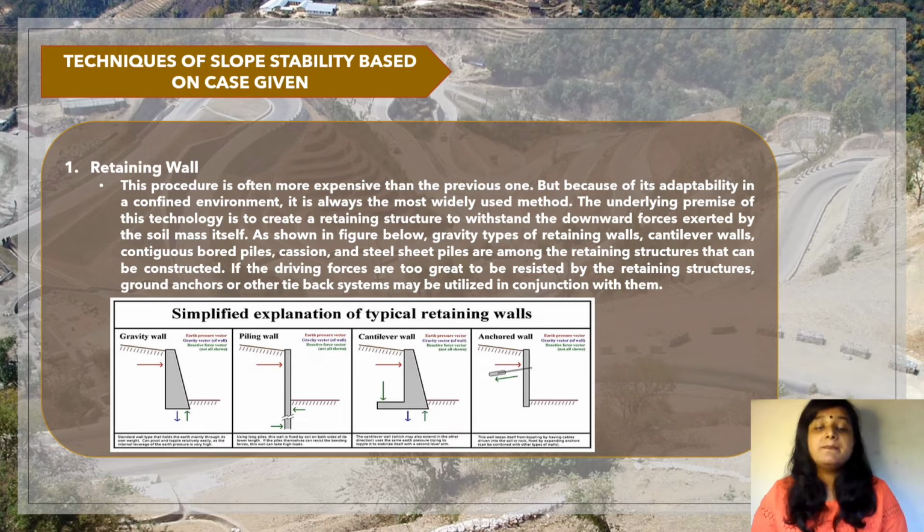Techniques of slope stability based on the case given. First, retaining wall. This procedure is often more expensive than the previous one, but because of its adaptability in a confined environment, it is always the most widely used method.